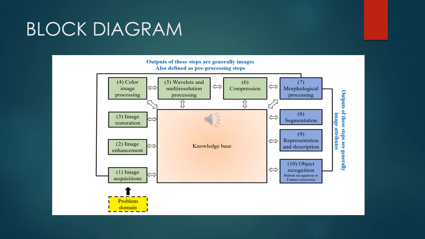Next, go through the block diagram. There are 11 main steps in digital image processing. First step is image acquisition, second image enhancement, then image restoration, color image processing, wavelet and multi-resolution processing, compression, morphological processing, segmentation, representation and description, object recognition, and last knowledge base.